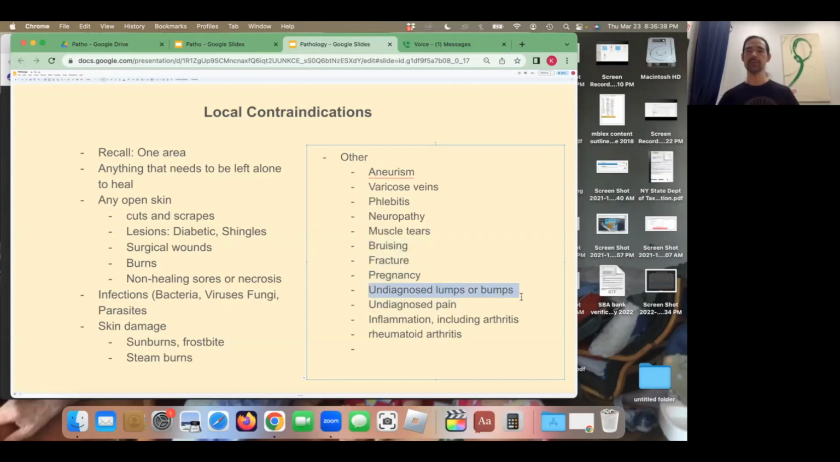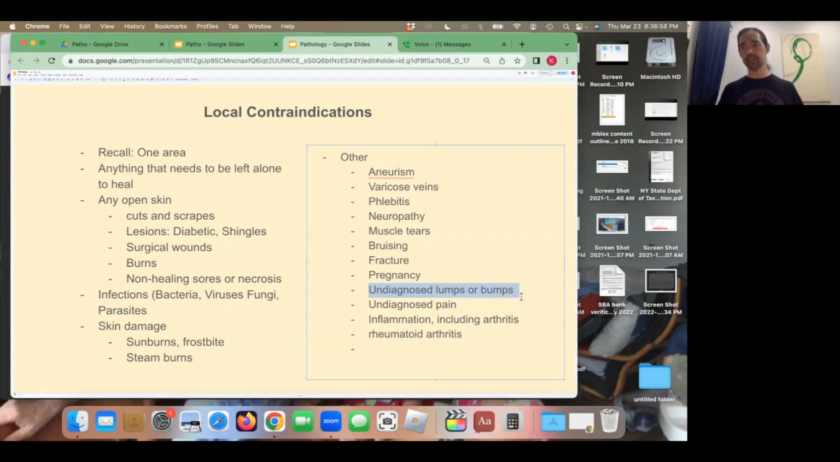Undiagnosed lumps or bumps. You'll see this all the time on people around joints, especially around the sacrum, the low back. They have these fatty deposits called lipomas. They can be really big. And lipomas are harmless. It's not going to be detrimental for you to work on those.